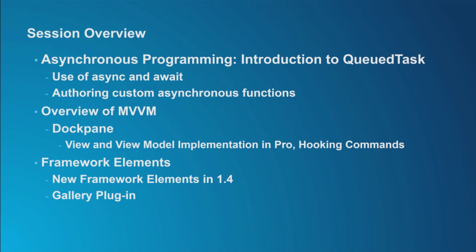A quick session overview here. Before we go into the user interface and MVVM, we'll talk about asynchronous programming. We give you an introduction to QTask. I'll explain about that a little bit later. The use of async and await. Authoring custom asynchronous functions. Then we'll give you an overview of MVVM, model, view model. We show you by example using a doc pane. We show you how specifically the view and the view model implementation is done in Pro. And then finally we show you how to hook commands. Then we have a few new framework elements that came out in ArcGIS Pro release 1.4, and Uma is going to show us some of those. And then last, you'll see the gallery plugin, one of the new framework elements that are fairly impressive and useful.